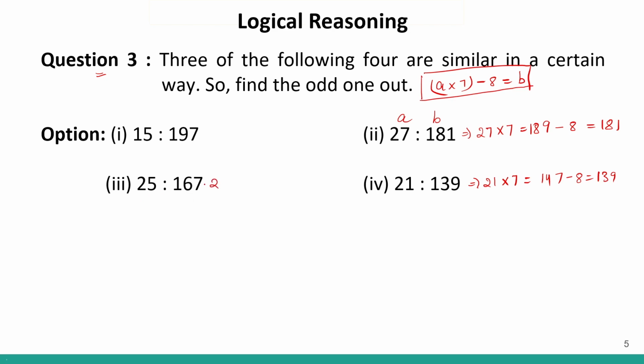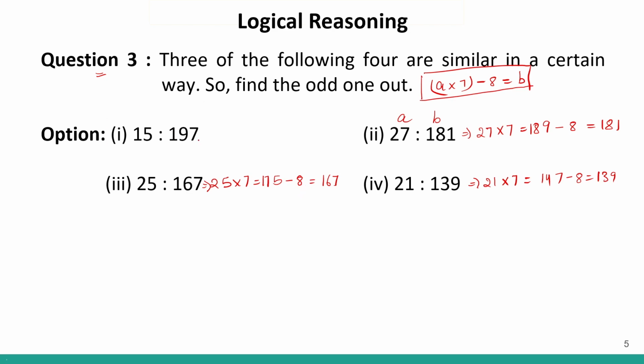So 25 into 7. Here I'll get 35. So 5 and 3 will be carried. 7 into 2, 14. 14 plus 3, 17. So 175. And I have to subtract 8 from it. If I subtract 8 from it, I'll get 167. So this is correct for option number 3 as well.